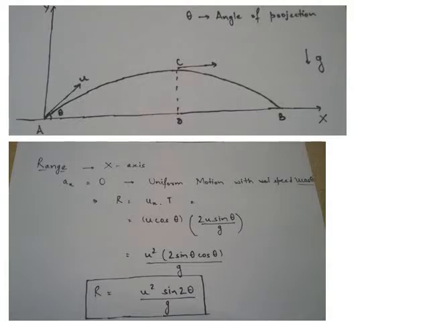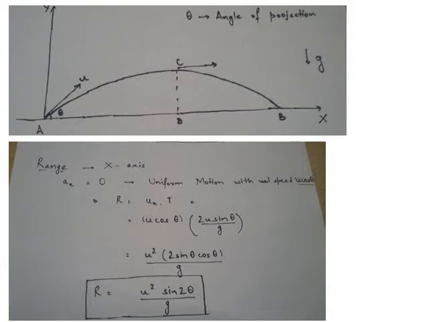We will now try to find the range of the projectile. Range, as explained before, is the horizontal distance travelled by the projectile. In this diagram, it is simply the linear distance between point A and B. Since acceleration on the x-axis is 0, it is the case of a uniform motion along x-axis with constant speed u cos theta. Therefore, range is simply a product of velocity component along x-axis, which is constant throughout, and time of flight.